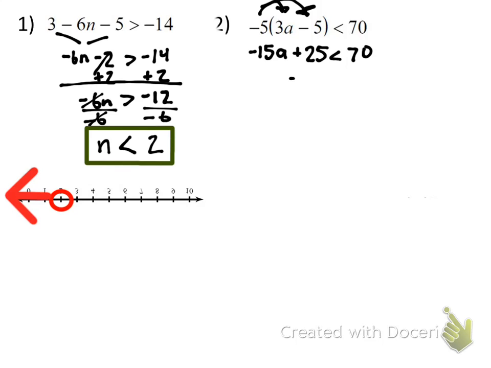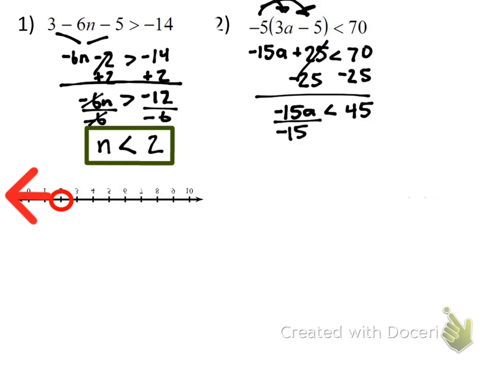Using SADMAP, you're going to solve the inequality. The 25's cancel out, leaving just negative 15a is less than 45. And again, I'm going to divide by negative 15. Again, we're dividing by a negative number, therefore we have to flip the sign of the inequality to greater than. So a is greater than negative 3. And then, of course, we have solved it.